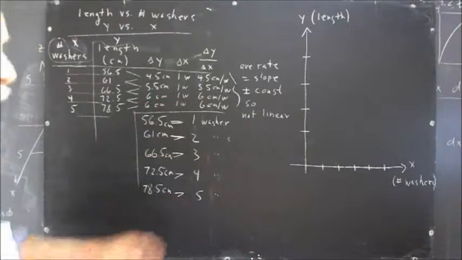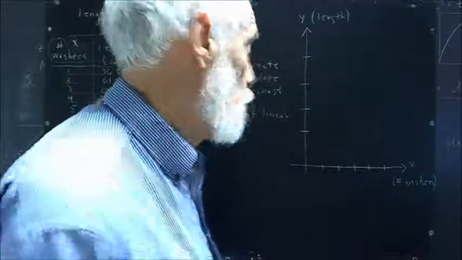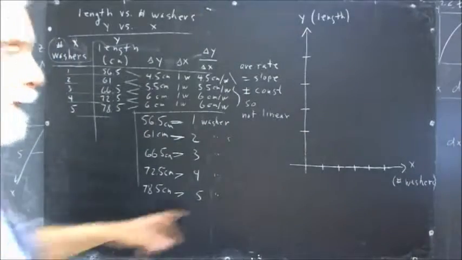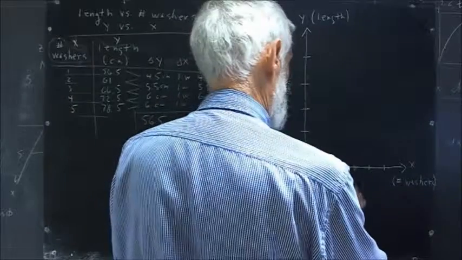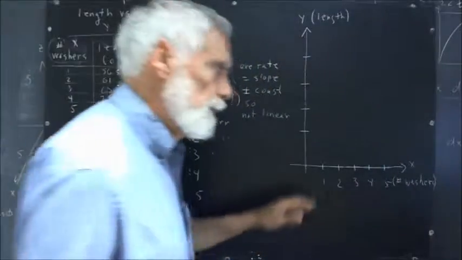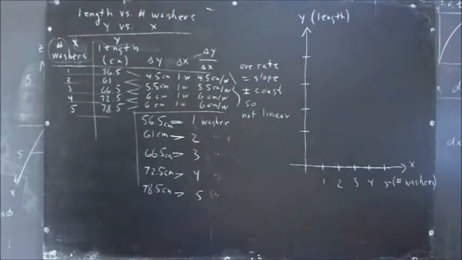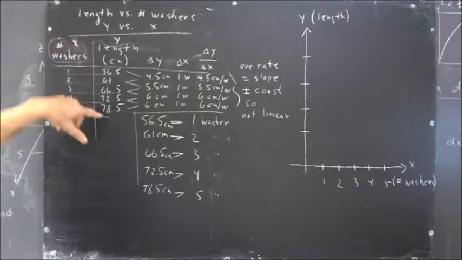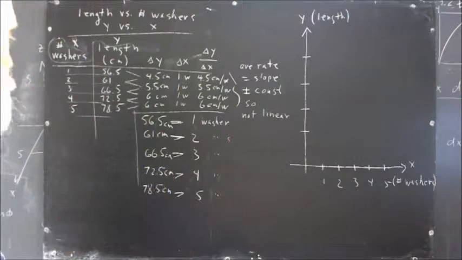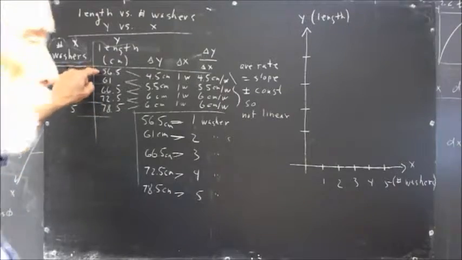Based on our observations, we can graph y versus the number of washers. Okay, well, the number of washers would be 1, 2, 3, 4, 5. So we put those points, and I'm just sketching, but I'm trying to keep those points equally spaced. And we're going to graph the length versus the number of washers. So when there's one washer, the length is 56.5.